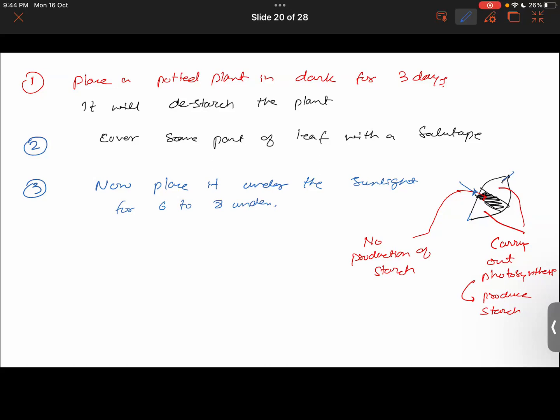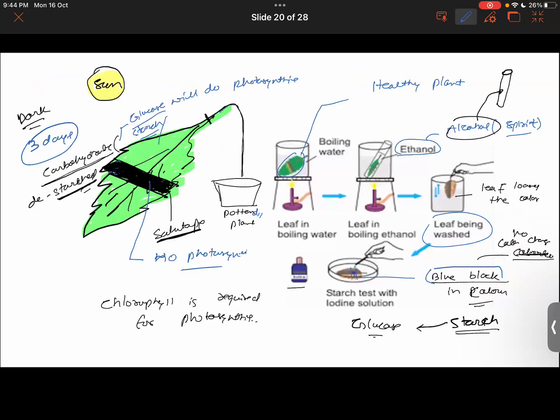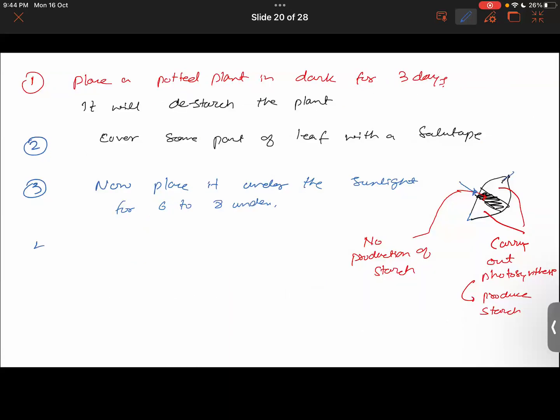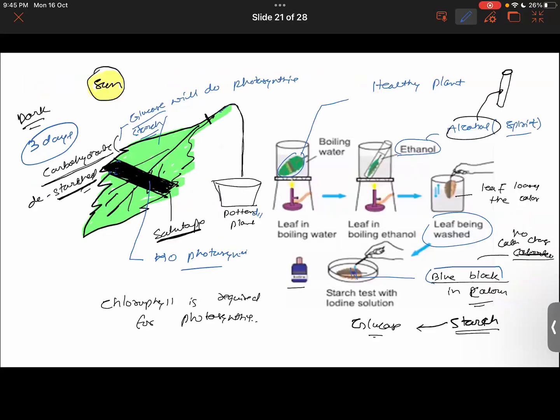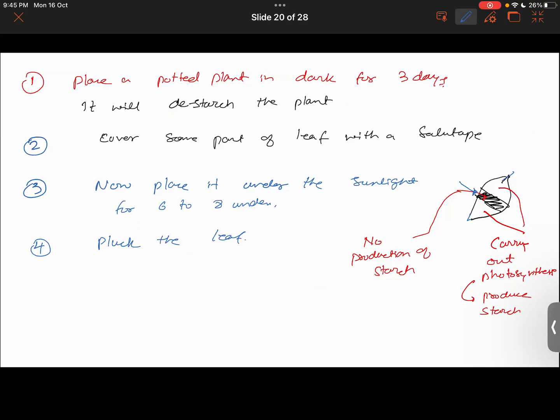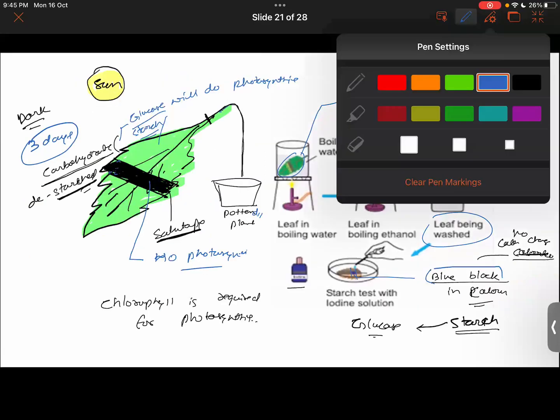For 6 to 8 hours we have placed it under the sunlight, and then we have plucked it out. The fourth step is to pluck the leaf. We have taken the leaf out. You can remove the sellotape now. Pluck the leaf and remove the sellotape. So we have plucked the leaf out from the potted plant.